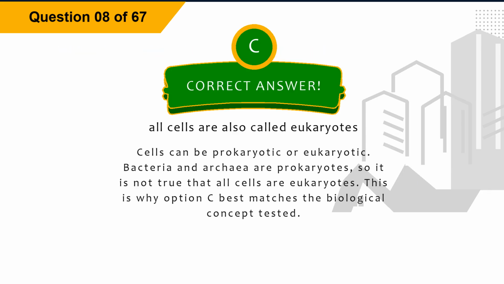The correct answer is option C. All cells are also called eukaryotes. Explanation. Cells can be prokaryotic or eukaryotic. Bacteria and archaea are prokaryotes, so it is not true that all cells are eukaryotes. This is why option C best matches the biological concept tested.